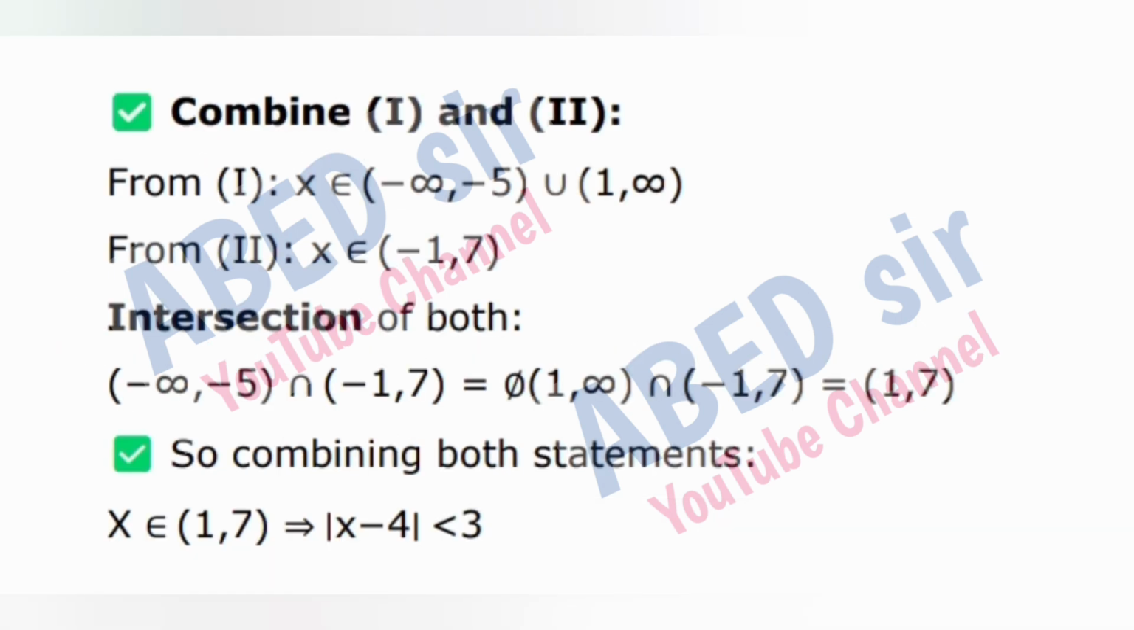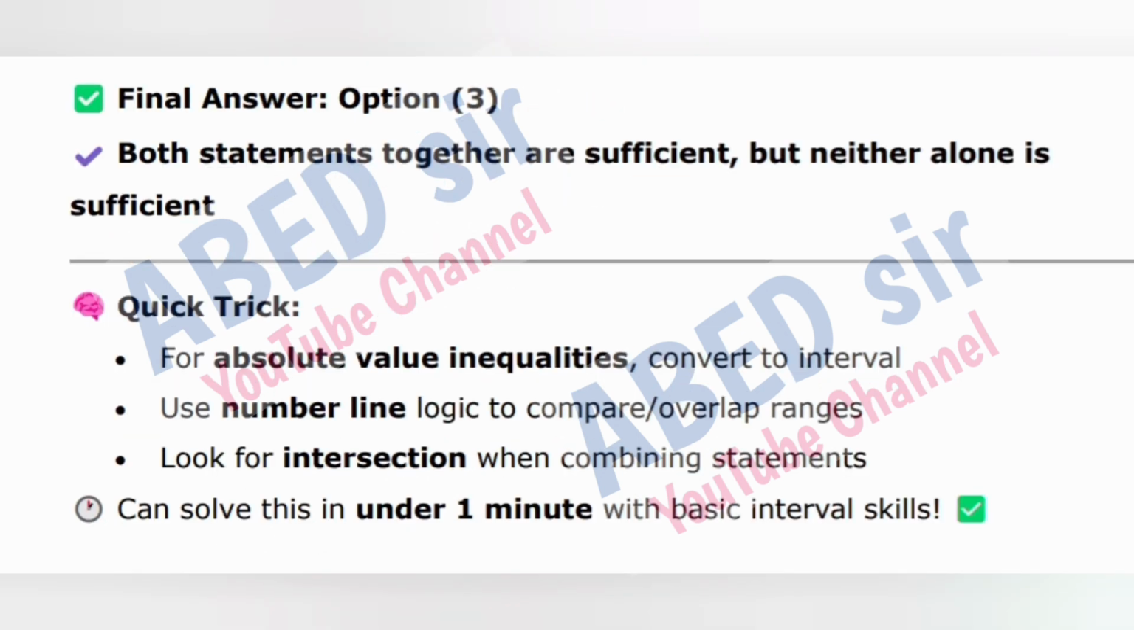Combine 1 and 2. From 1, x greater than 1 or x less than minus 5. From 2, x is in (minus 1, 7). Intersection of both gives (1, 7). So combining both statements, x is in (1, 7), which answers the question. Final answer, option 3. Both statements together are sufficient, but neither alone is sufficient.